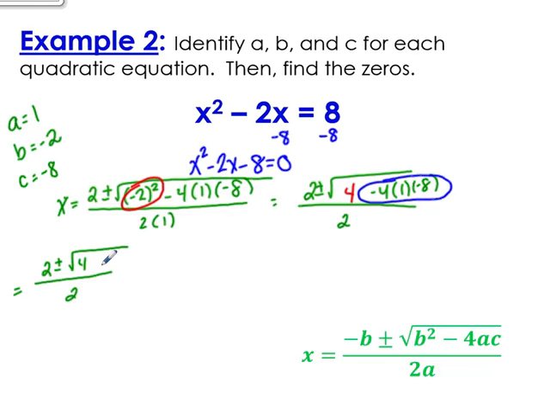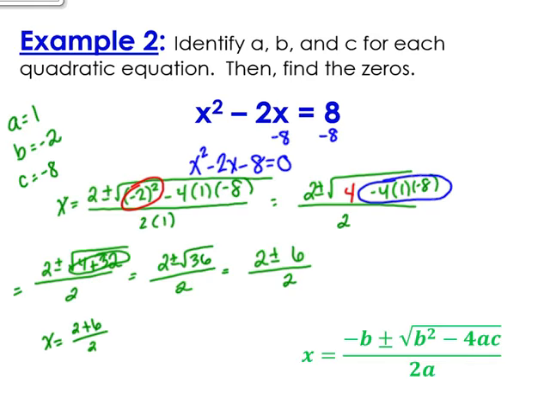Okay, I can still do more in here. I can do 4 plus 32, which is 36. So I've got 2 plus or minus square root of 36 all over 2 times 1, which was 2. And the square root of 36 is 6. So my two answers are where x is equal to 2 plus 6 divided by 2, or where x is equal to 2 minus 6 divided by 2. 2 plus 6 is 8, divided by 2 is 4. 2 minus 6 is negative 4, divided by 2 is negative 2.